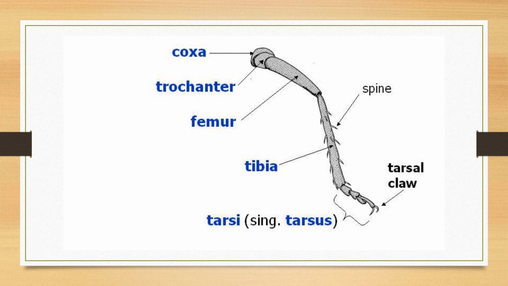The diagram clearly shows the first part called coxa, the second part called trochanter, a still longer part called femur, and the next longer part called tibia. The tibia has spines. The next one is the tarsi, or tarsus in the singular. In the tarsi we can see the different pseudosegments, the tarsomeres, and the tarsal claw also can be seen.